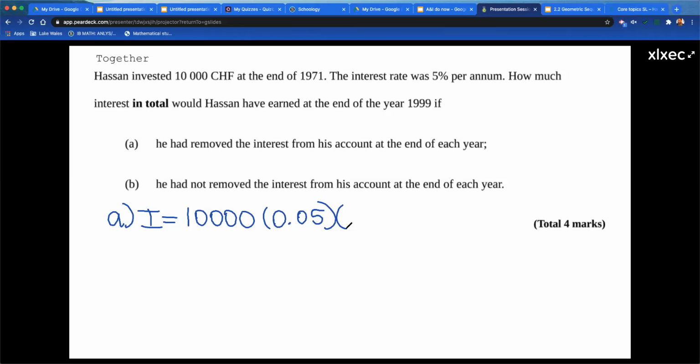29 years. How many? 29. No, not 29. 28. It'd be 28, because it's at the end of 1971. So then I would type that into my calculator and figure out how much interest he has if he had removed his interest from his account at the end of each year. Can you guys type that in and tell me how much he's going to have?